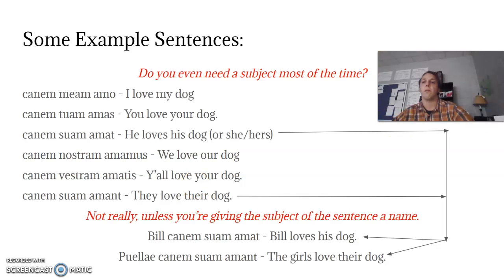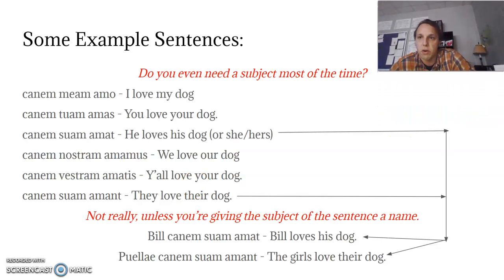Okay. So this leads to the question: are ego or tu or nos or vos or is or ei even necessary? Are those subjects even necessary at the beginning of a sentence? And really they're not a lot of the time, because like I said earlier, you can tell who's doing the action just by looking at the last letter of a verb. That's why it's important to remember o, s, t, mus, tis, nt, and what each of those letters mean. That'll be very helpful to you.